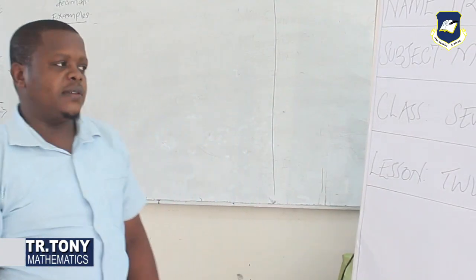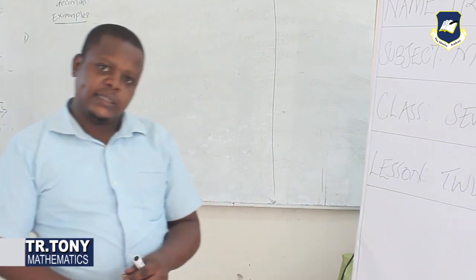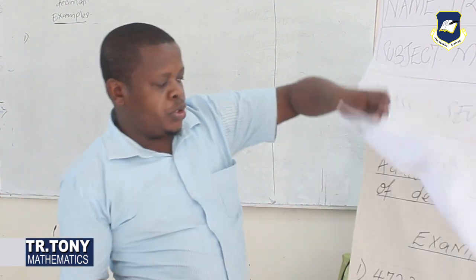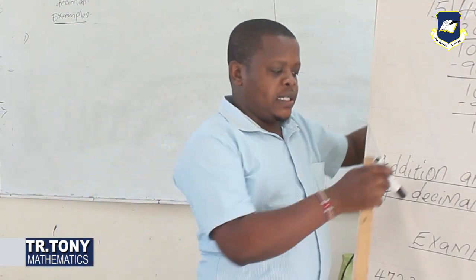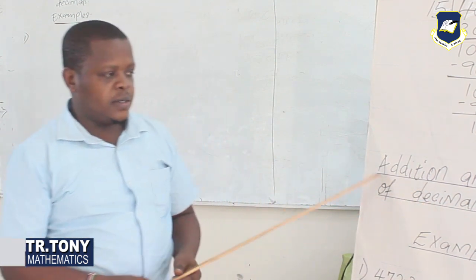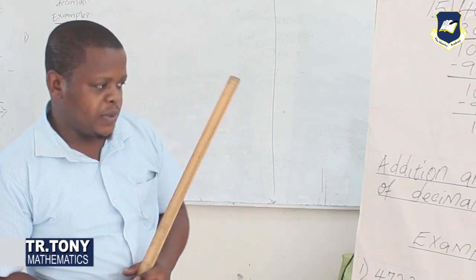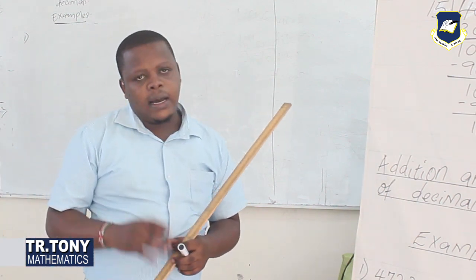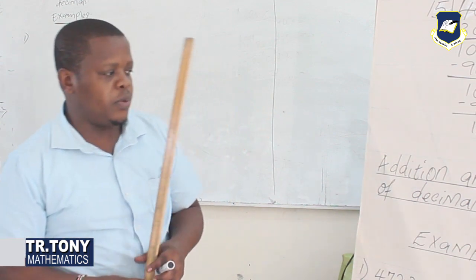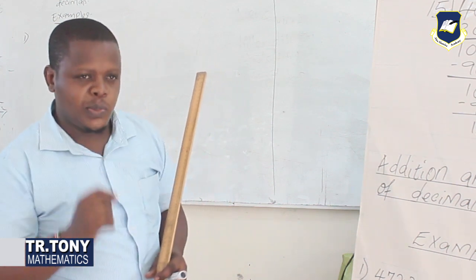Good afternoon, learners. Welcome again to our lesson 2. It's mathematics class 7, and in our lesson 2 we are going to deal with addition and subtraction of decimals. Our previous lesson was recurring decimals. But before we did recurring decimals, we had dealt with the place value of decimals.